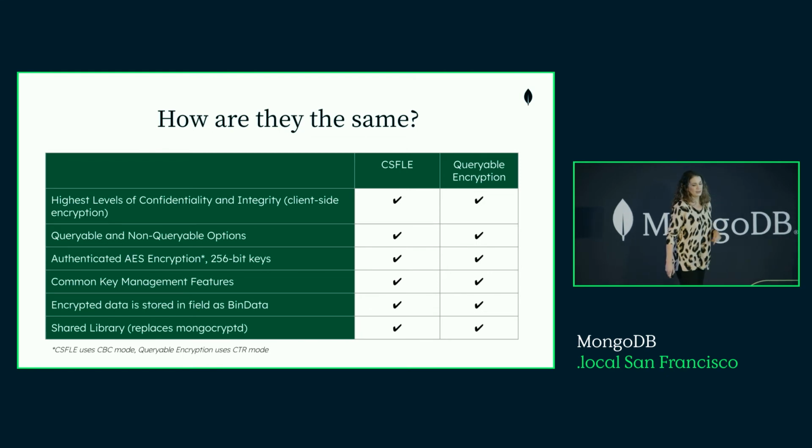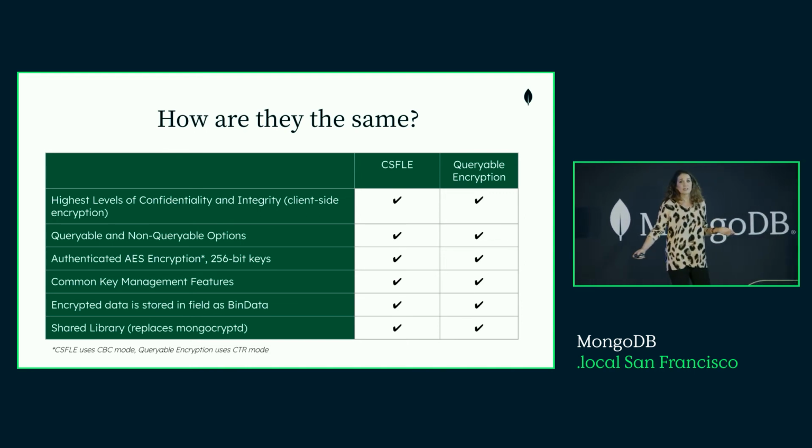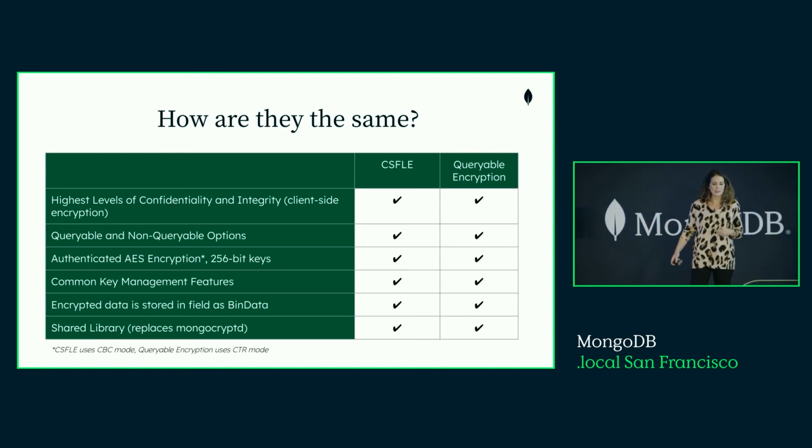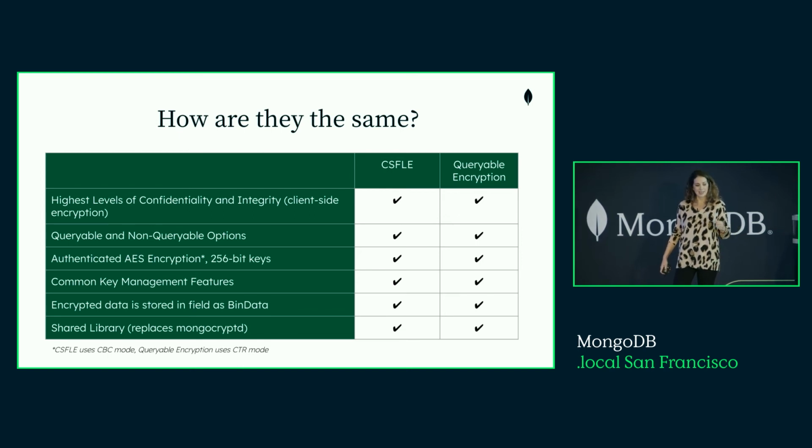They have, like I said, the same AES 256 with authentication, encrypt-then-MAC. They have common key management features, so the same KMSs, the same key sizes, and the rotation, migration, all of that is supported. The encrypted data is stored in a field as what we call a BinData field on both solutions, so there's not any difference there. It is those structured indexes that are different.